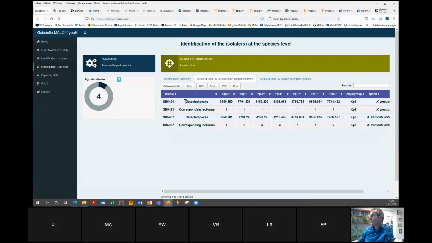And you can have a detailed table where you get all the peaks that were identified in your spectra, the MLST profile, and the result. And you can obviously download that as a CSV or tab delimited format, etc.